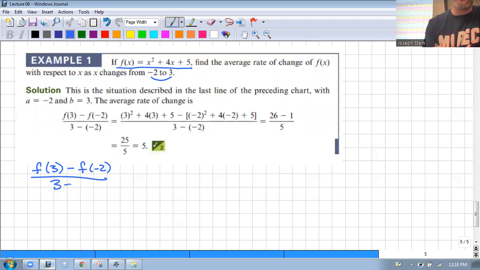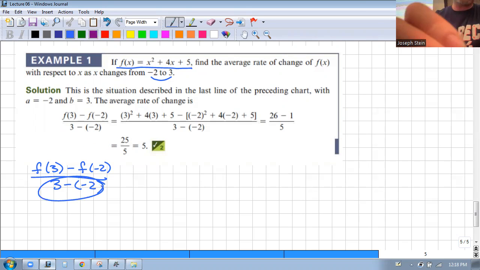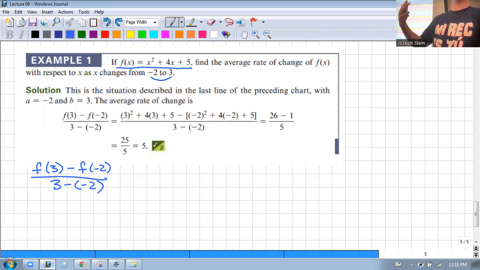On the bottom, we do 3 minus -2, right? It's the same numbers here and here. If you flip-flop these, that's fine. If you did F of -2 first and then F of 3, as long as you swap the bottom as well, you just get an extra minus sign on the top and the bottom. So it's still going to be the same thing, okay? So this is your change in Y. This is your change in X. It's your slope, right?